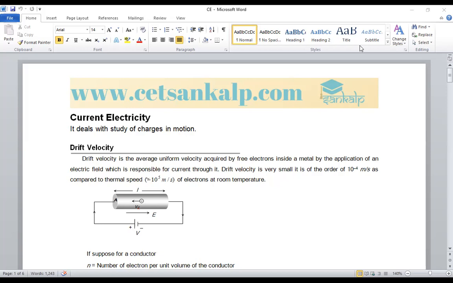Okay. The next is drift velocity. What do you mean by drift velocity? It is the average velocity acquired by free electrons inside a metal by the application of an electric field, which is responsible for the current through it.